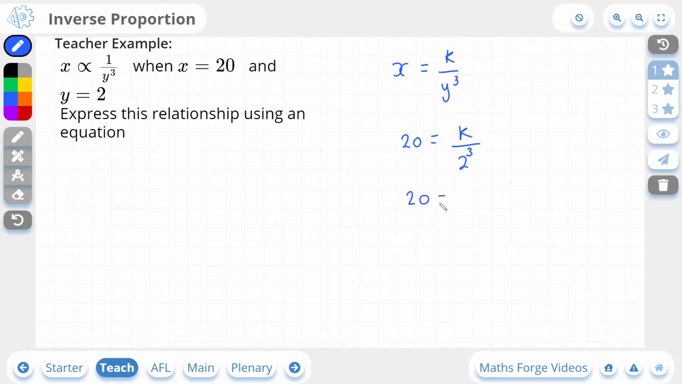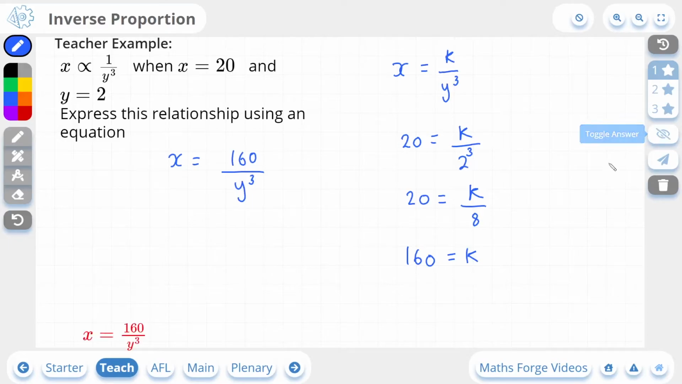Simplifying this further gives us 20 is equal to k over 8 because 2 times 2 times 2 is 8. Rearranging for k gives us a value of 160. So now we can go ahead and rewrite this equation out with k substituted in. x is equal to 160 over y cubed. And this is the relationship between x and y cubed when they are inversely proportional given these x and y values. And if we check our answer, there it is.